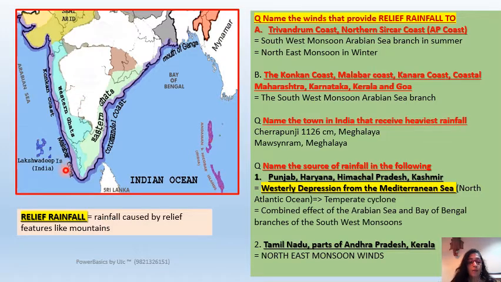Tamil Nadu, parts of Andhra Pradesh. This is Andhra Pradesh and Tamil Nadu. What causes the rain for them? We know northeast monsoon winds are the ones that cause rain there. Tamil Nadu, you should know immediately, northeast monsoon, not the southwest monsoon.